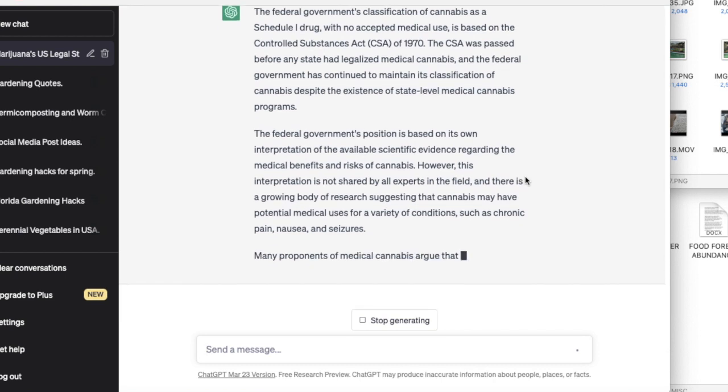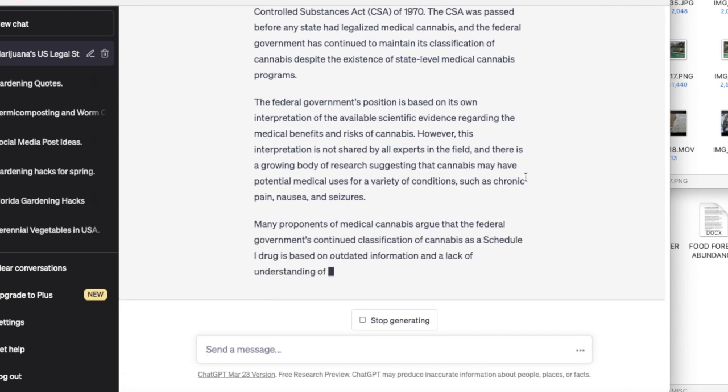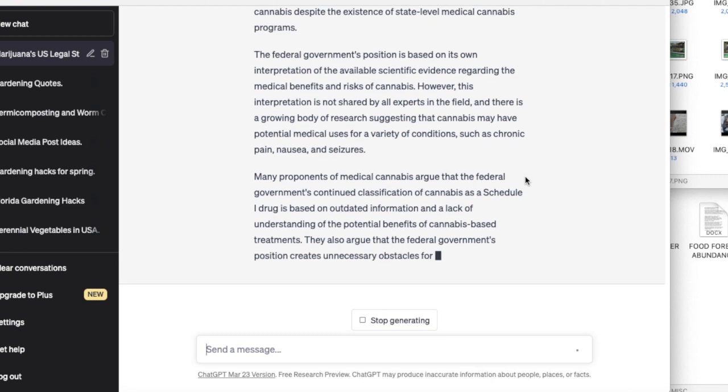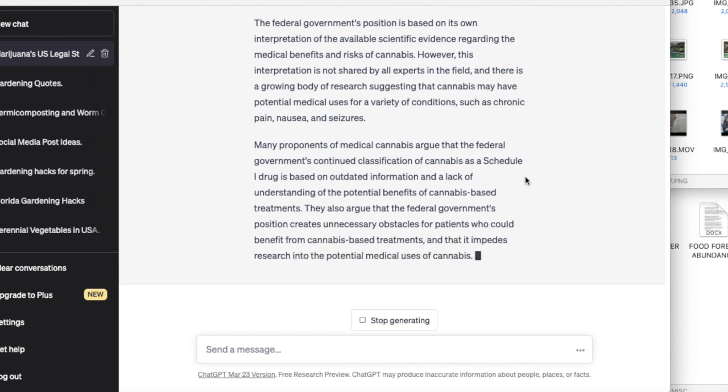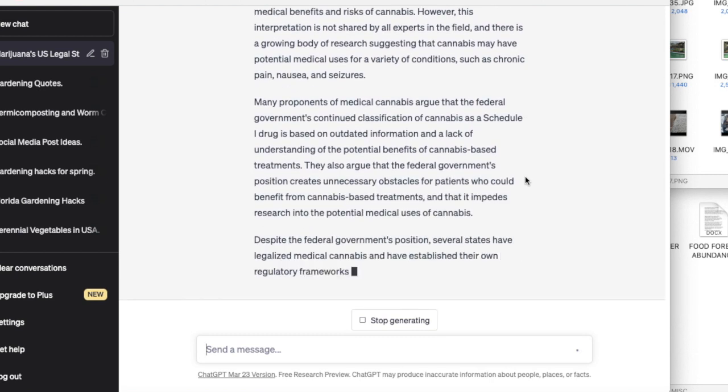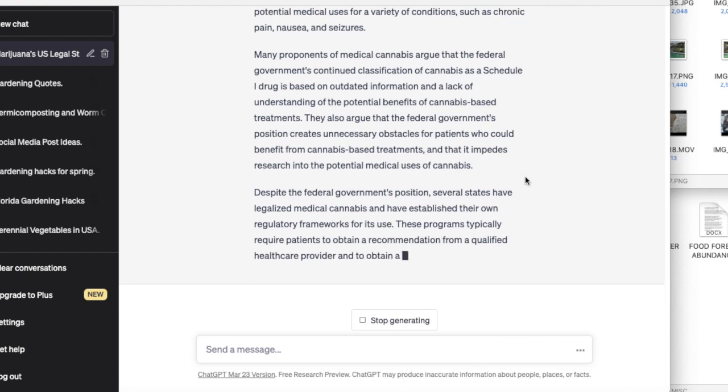Some argue that the federal government's continued classification of cannabis as a Schedule I drug is an overreach of its authority and infringes on states' rights to regulate cannabis within their borders.